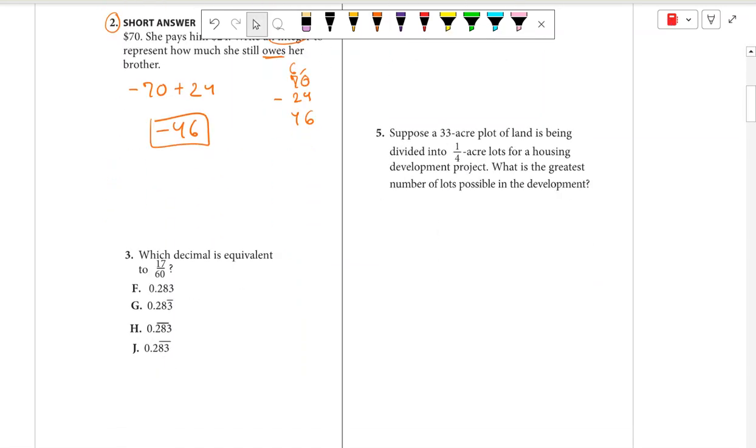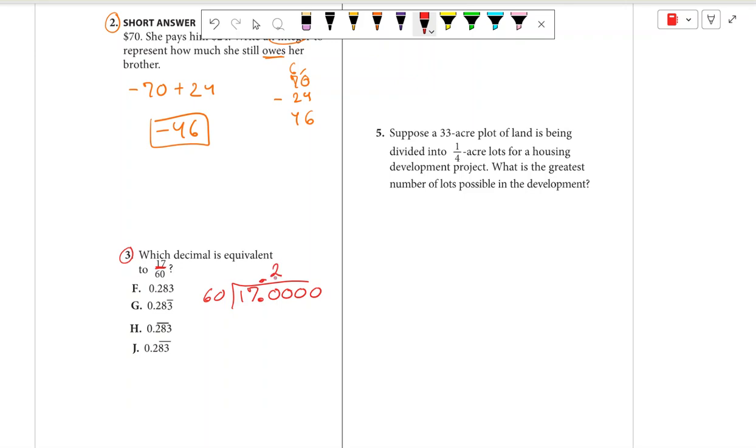Number 3. Which decimal is equivalent to 17/60ths? Well, this bar right here is a division bar, so that is 17 divided by 60. We make our decimal point and we add as many zeros as we might need. And you can see, since it's a multiple choice, our first choice here is 2's. So we definitely want to go with the 2. There wouldn't be any other option.